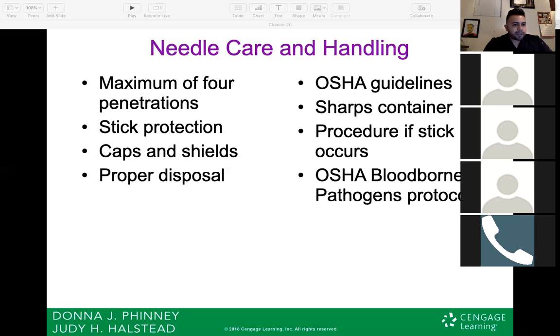But as always, you want to follow OSHA protocol. And a lot of times, whenever a procedure stick happens, your dentist may send you to the nearest urgent care to do what's called a prophylaxis treatment, where they actually give you HIV meds and all kinds of things as a precaution, just in case the patient did have something. It's kind of scary, but there are procedures to make sure, for one, that this doesn't happen, and if it does happen, it's not the end of your life. But yeah, avoid that at all costs.